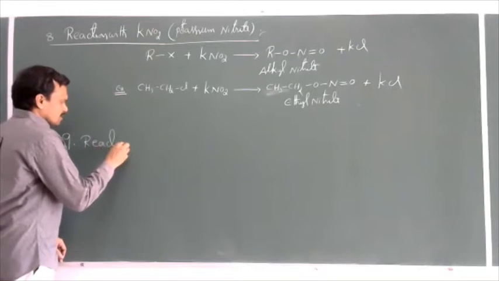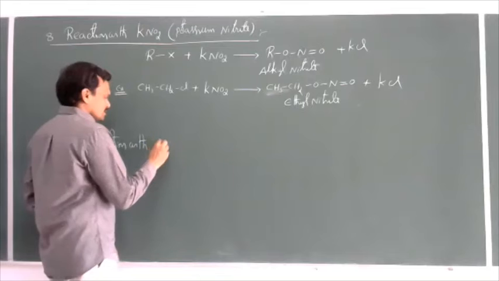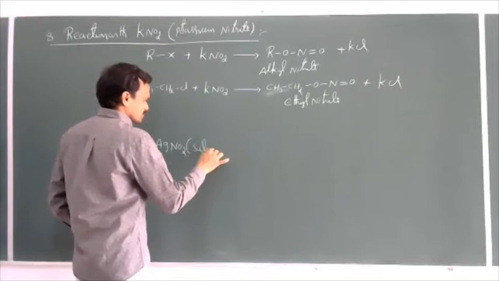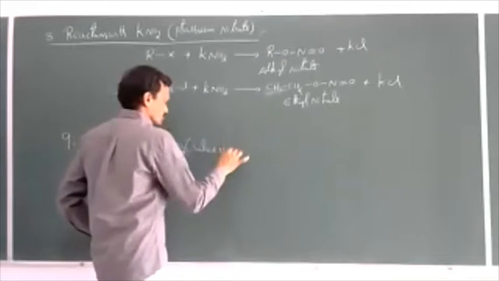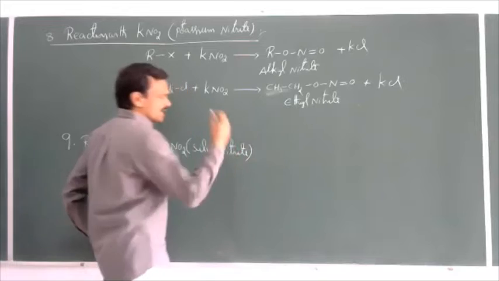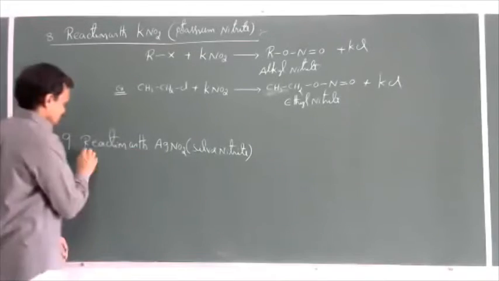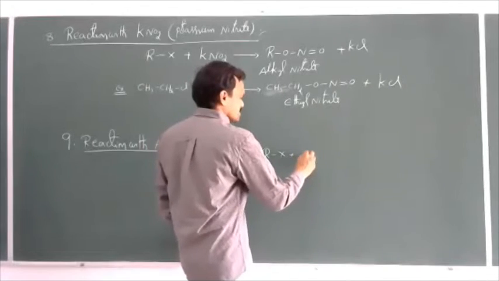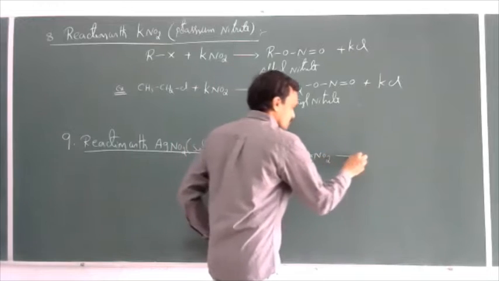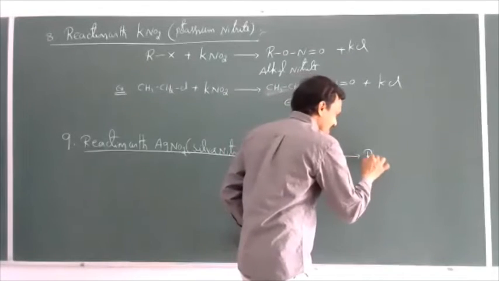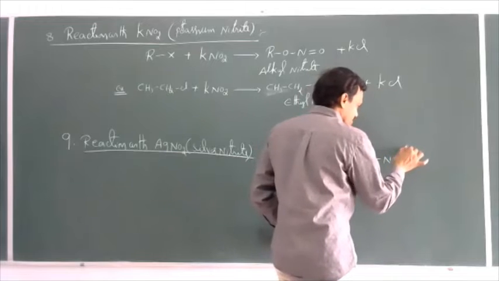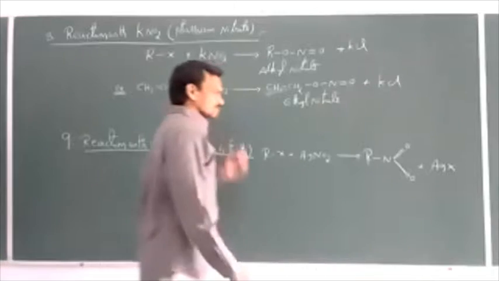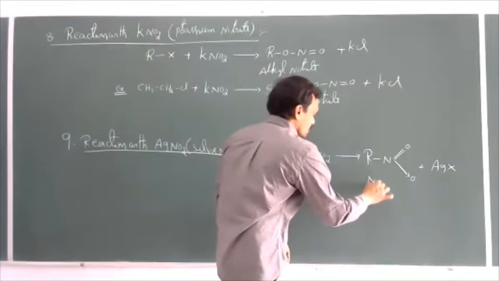Next one is the reaction with AgNO2. This is nothing but silver nitrite. Reaction with silver nitrite. Now see this. RX plus AgNO2, and here you can get RNO2. This is nothing but a nitroalkane that we get as the product, plus AgX. This is called a nitroalkane.